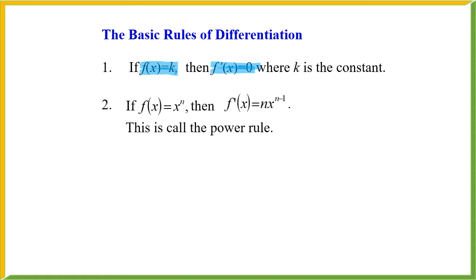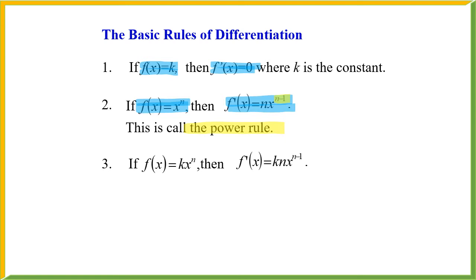And then the second one: if f(x) = x^n, so we have x to the power of something, then the derivative f'(x) is equal to n multiplied by x^(n-1), which means that we are decreasing the power by 1. This is called the power rule.